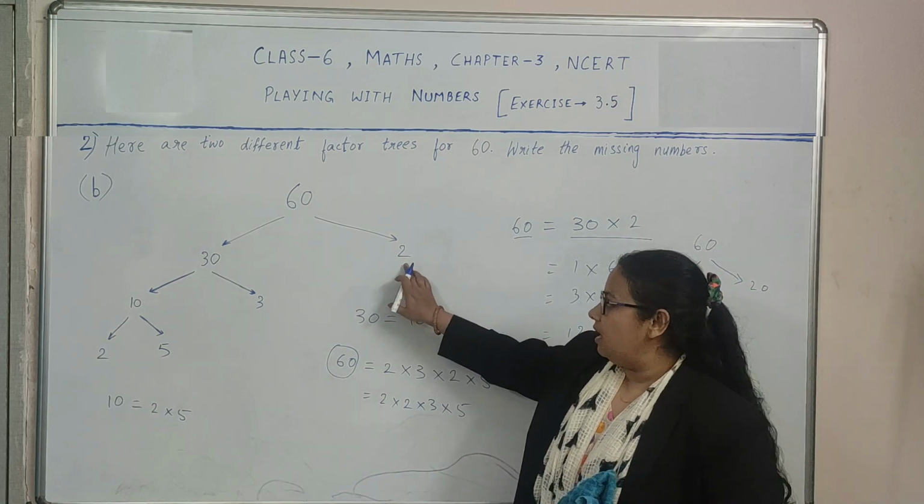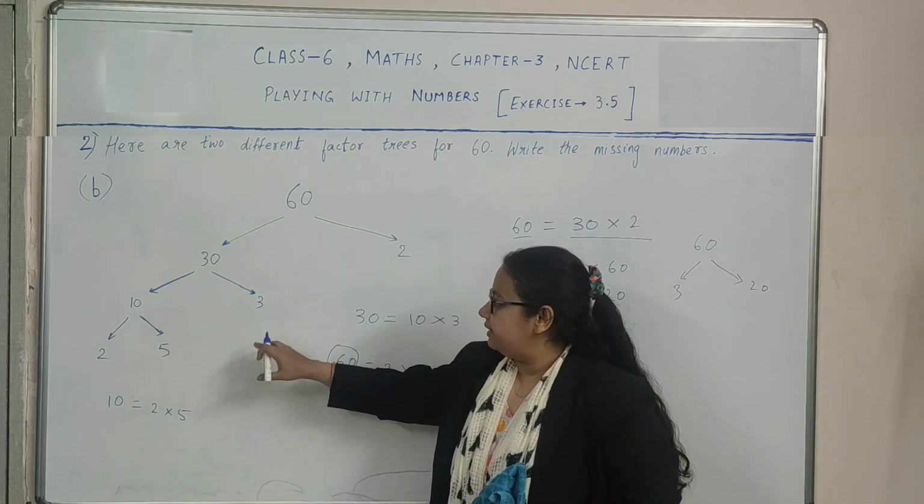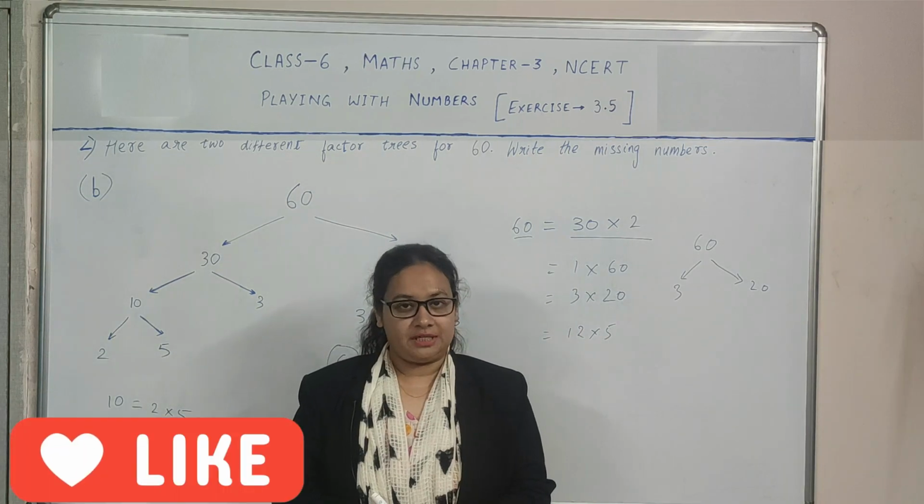So see, we got the missing numbers. Write the missing numbers. The missing numbers are 2, 3 and here 2 and 5. Okay. I hope you have understood it well.